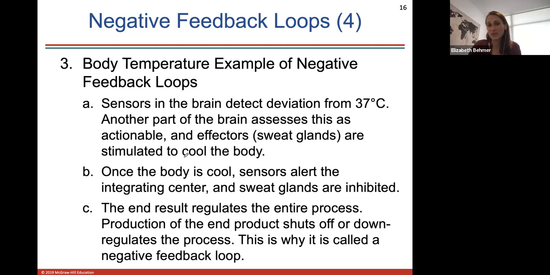For example, a sensor in the brain would detect any deviation away from 37 degrees Celsius, which is normal body temperature. Another part of the brain will assess this as an actionable item, and effectors like sweat glands are stimulated to cool off the body. Once your body is cool, sensors will alert the integrating center in the brain, and then the sweat glands will be inhibited once we bring our body temperature back to normal. The end result regulates the entire process: once your body temperature is back to normal, the end result will turn off that process.